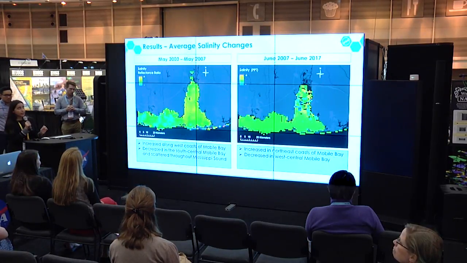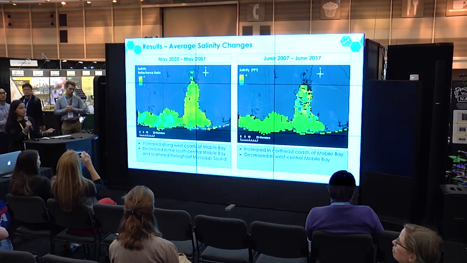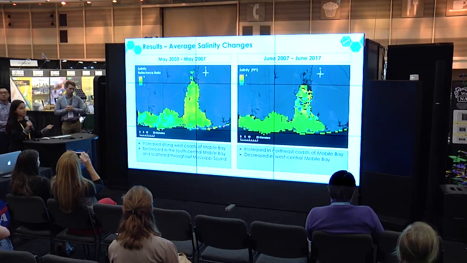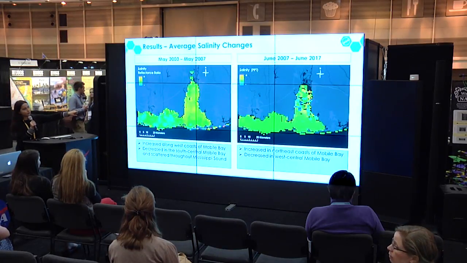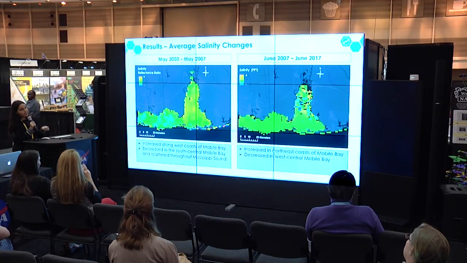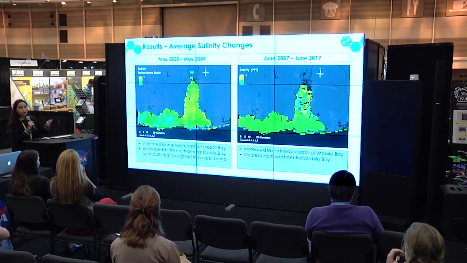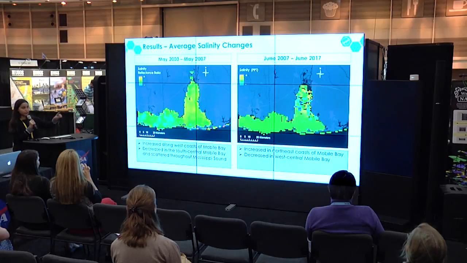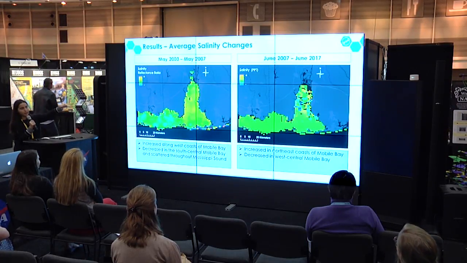These are the results for the average salinity changes for both study periods. So from 2003 to 2007, you can see that the salinity has decreased throughout Mississippi Sound and also on the very far end of the Mobile Bay. From 2007 to 2017, however, you don't really see much change in Mississippi Sound, but there is a lot of fluctuation in salinity levels in Mobile Bay, specifically on the north section of the bay, where you can see a slight decrease.